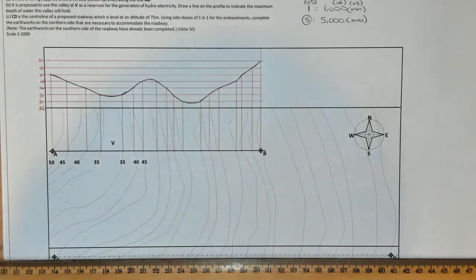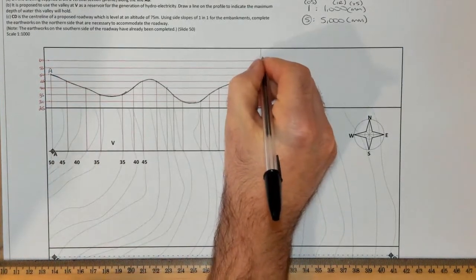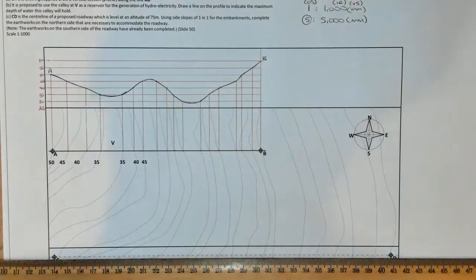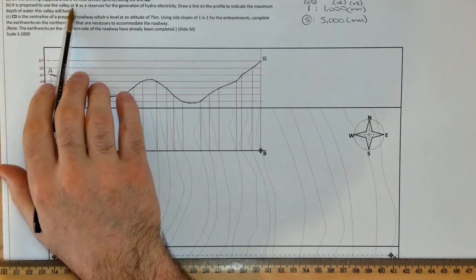So there's our profile done, guys, along the line AB. So if I was just to identify those points AB there. Alright, so there we have the profile done along the line AB, and that's part A done, so I'll just tick that off. Now part B, it says it is proposed to use the valley at V.